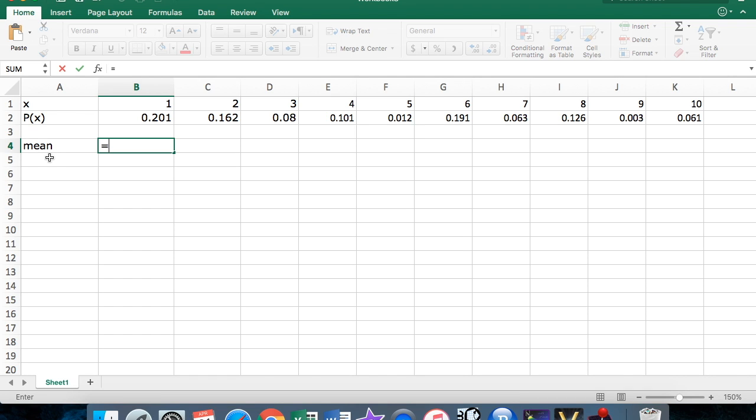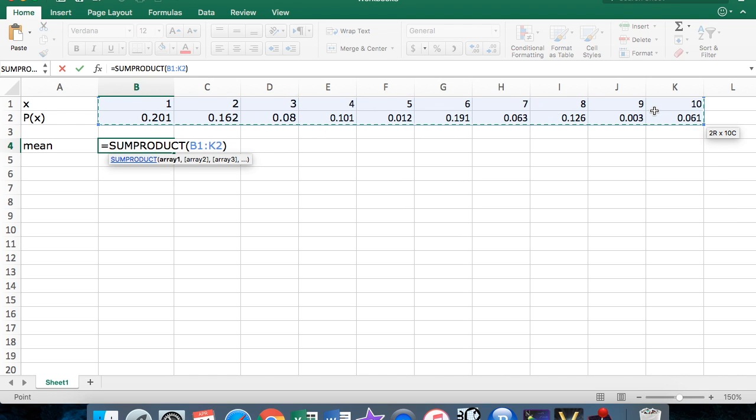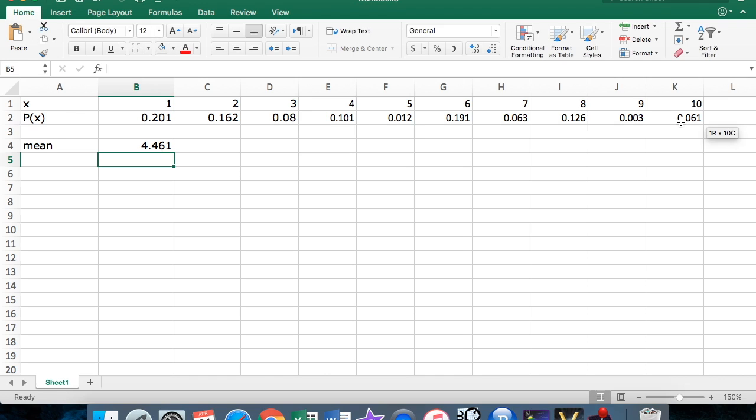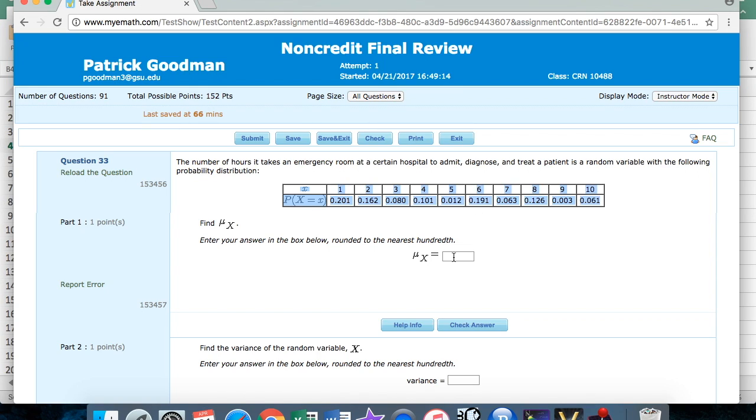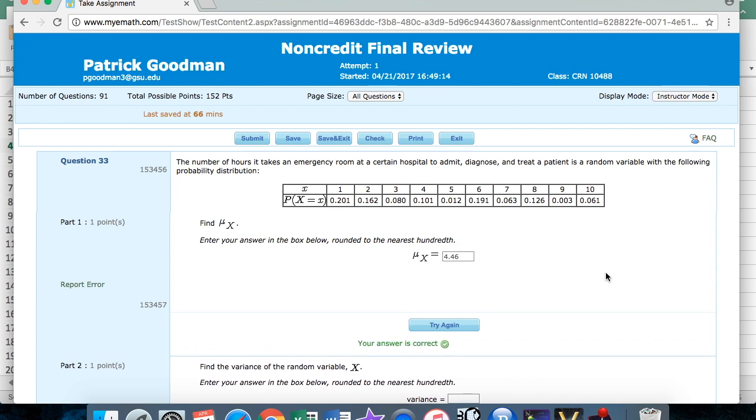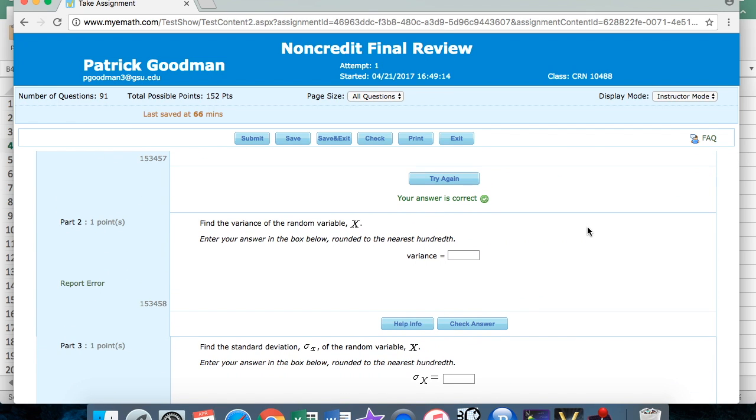The mean is easy for a probability distribution. It's just sum product. So your sum product, highlight all of your x's, comma, highlight all of your probabilities of x. And there you go. Your mean is this. So that would be what I would throw in there. So I'd copy this, and I would toss it in here. It says to the nearest hundredth, so that would just be 4.46.